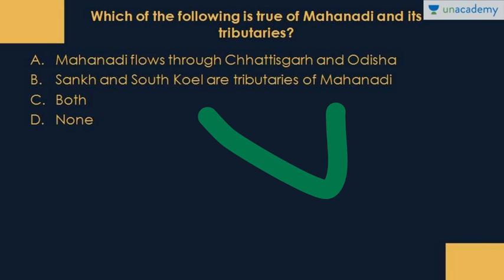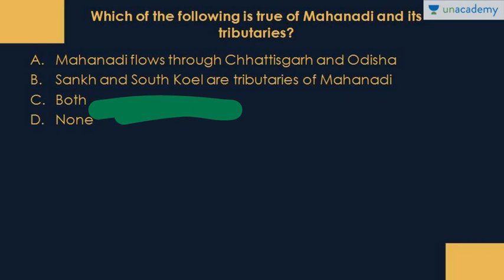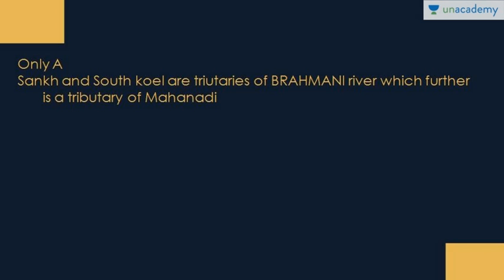So why is B wrong? Because Shank and South Koel are not the tributaries of Mahanadi, rather they are the tributaries of Brahmani, and Brahmani is in turn a tributary of Mahanadi. So it's Brahmani which meets Mahanadi and not these two rivers.